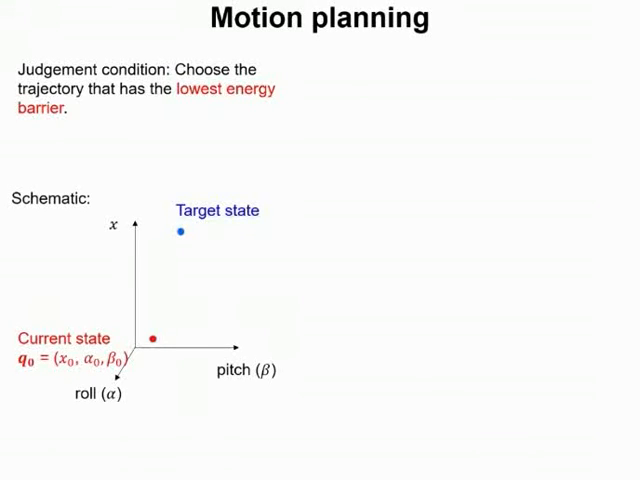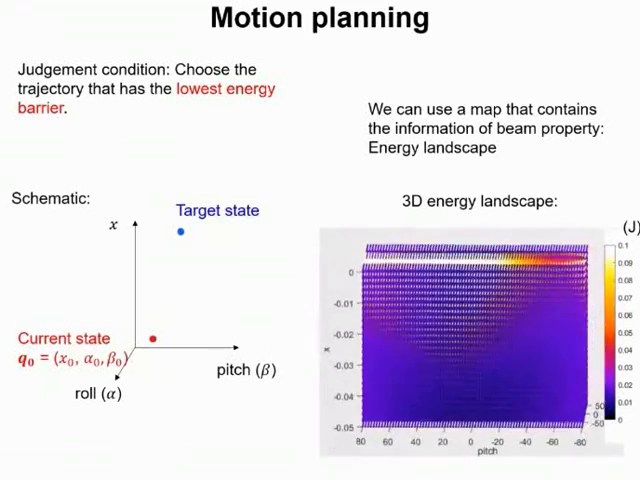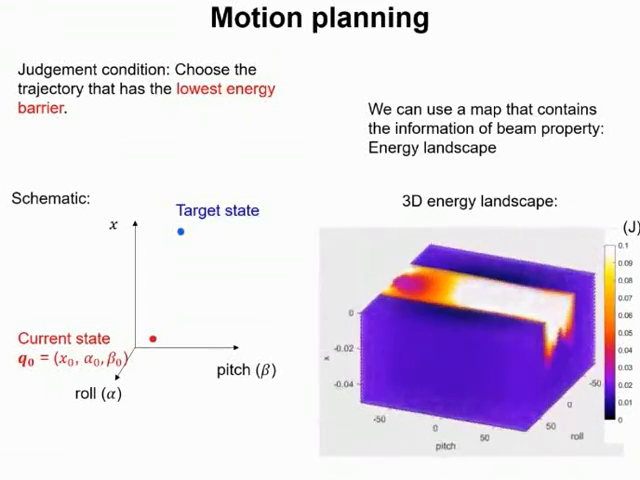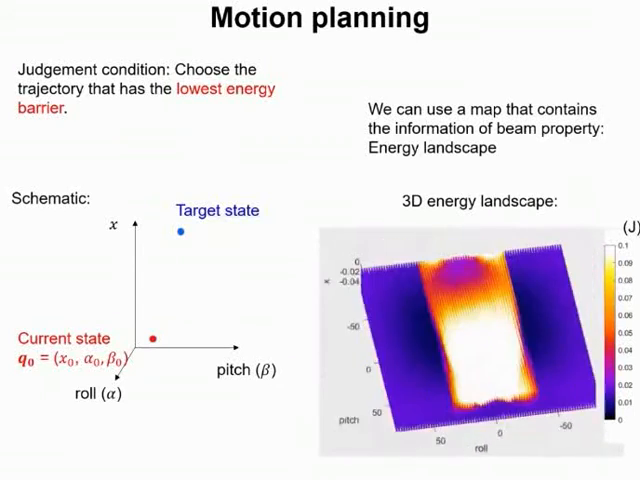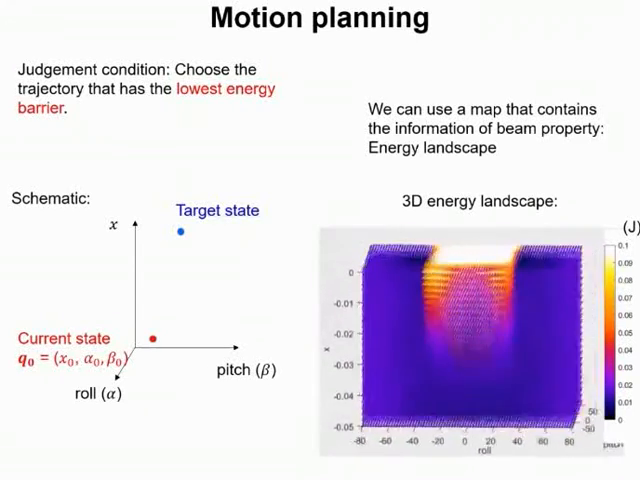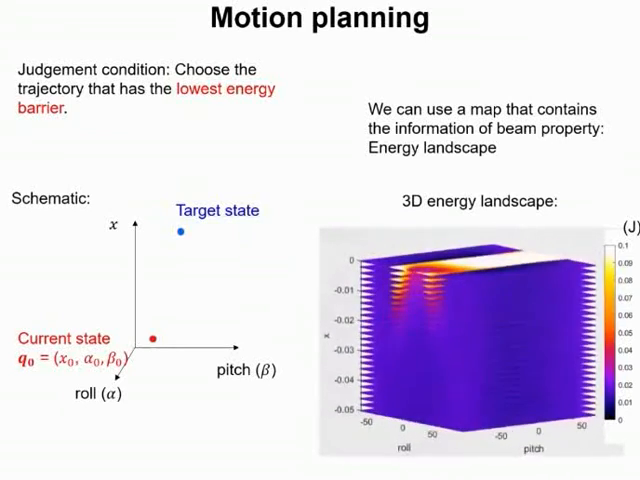We hope the robot has the least resistance in the traversal. So in motion planning, we choose the trajectory that has the lowest potential energy barrier. By adding material properties into the geometric map, we made a potential energy landscape of the body. The potential energy consists of the gravitational potential energy of the body and the elastic potential energy of the beams. The body has 3 degrees of freedom, x, y, pitch, so the energy landscape is also 3D.